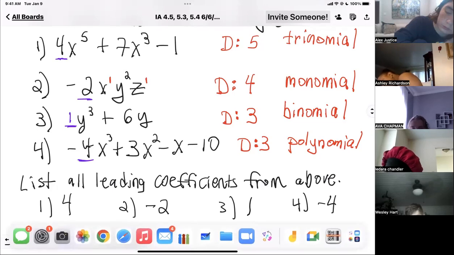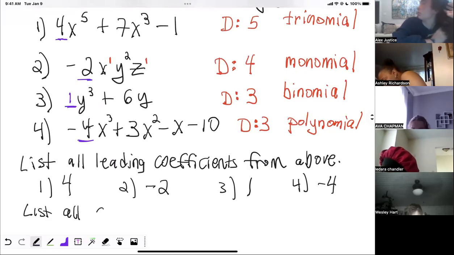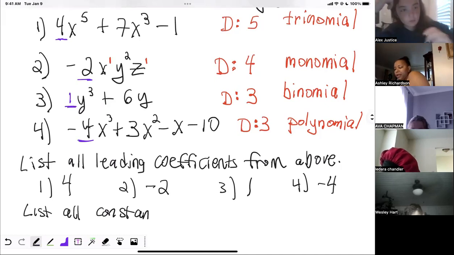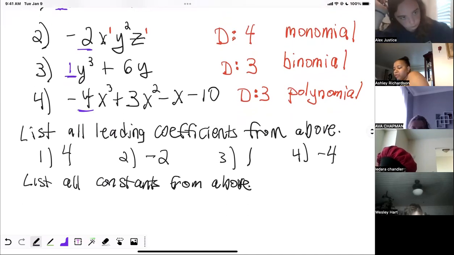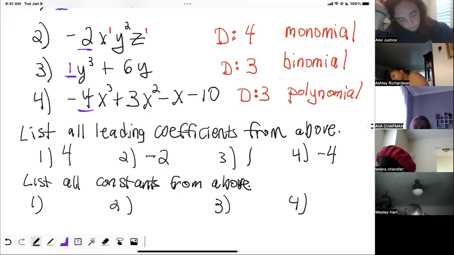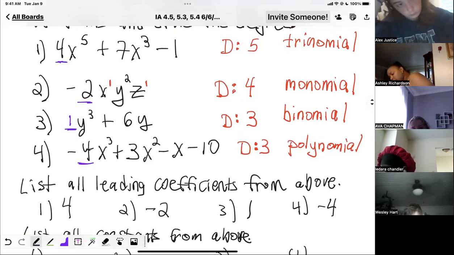I'm going to have you do one more thing before we move on, just to make sure we cover all vocabulary. List all constants from above. One, two, three, 4, and I'll move it down so you can see it all. List all constants from above.